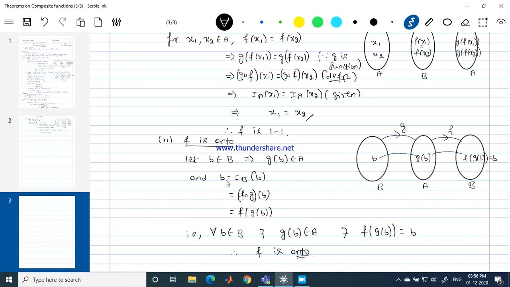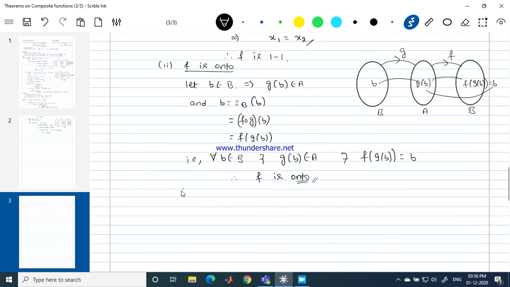f of g of b is equal to b. So for every b belongs to set B, we can find its pre-image g of b present in set A, such that f of this element is equal to b. That is the definition of an onto function, which proves the function f is onto. So therefore f is bijective.